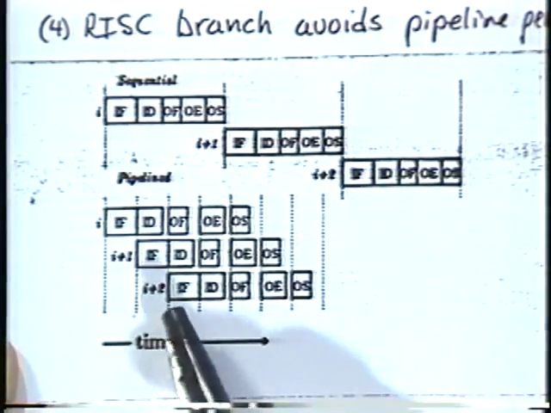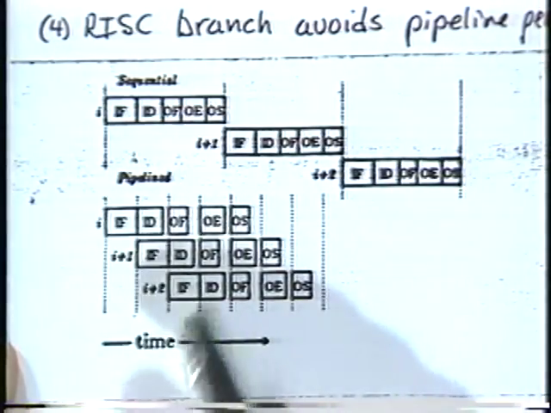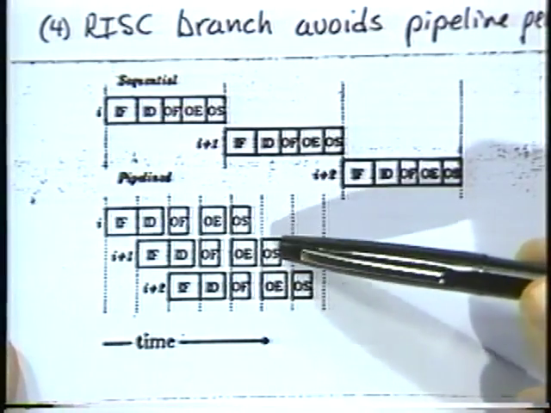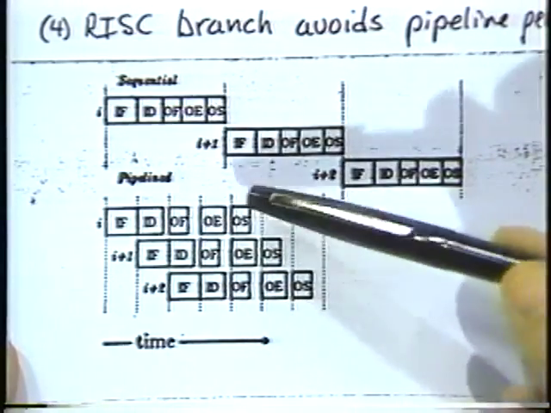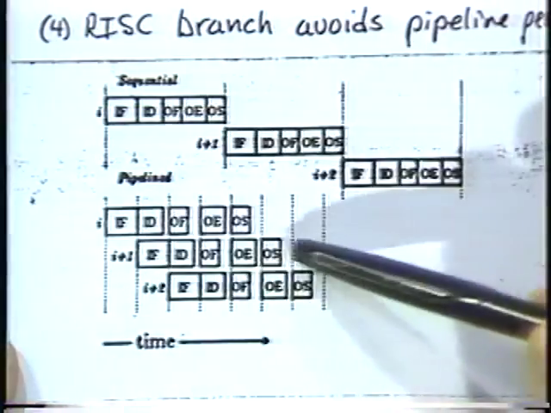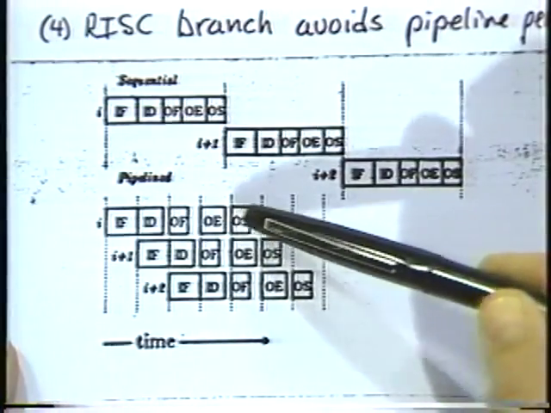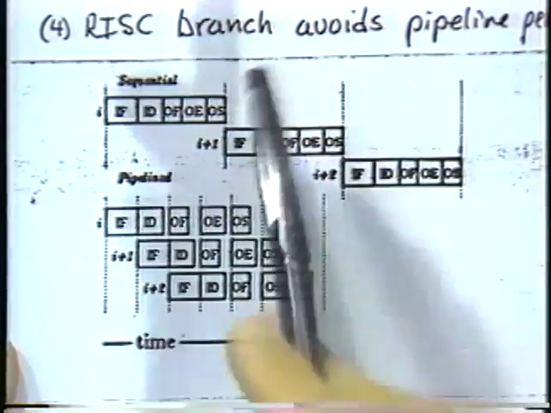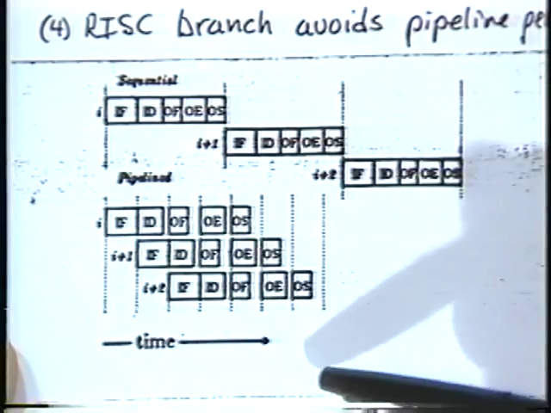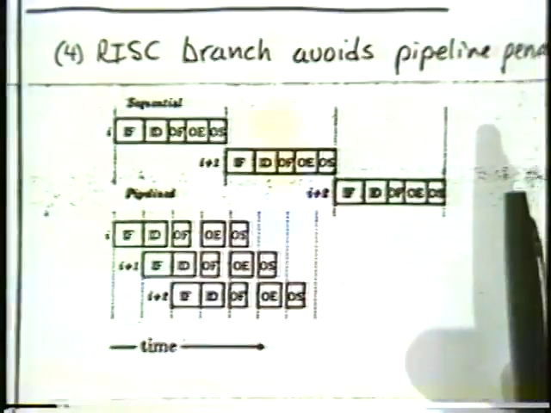The difficulties arise when there are dependencies between these instruction sequences. For example, if this instruction is a branch, then we have to wait to where we branch to and then start the instruction again. That causes so-called bubbles in the pipeline. So what the RISC machines do is they redefine how branches work. They have the so-called delayed branch.